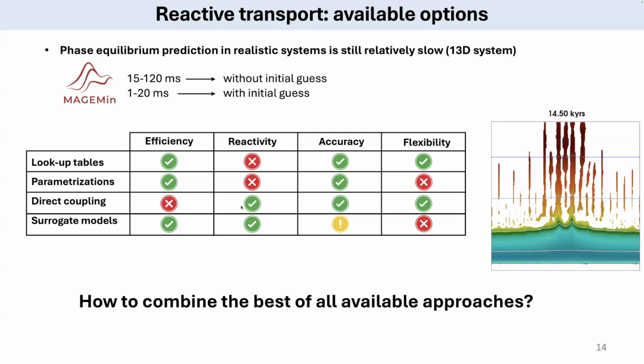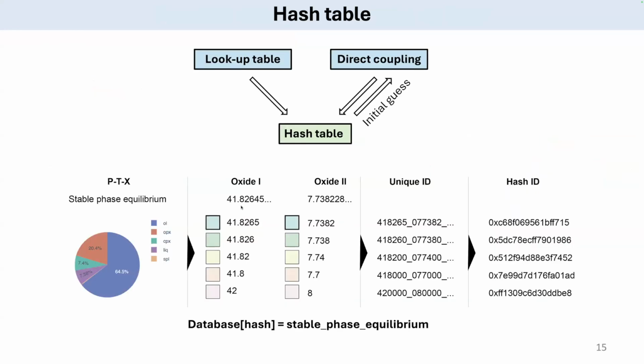And here, the solution that I want to present to you today is a mix between the lookup table and the direct coupling through what I call a hash table. The hash table will also provide and feed some initial guesses back to the direct coupling. So what is a hash table? That's basically a dictionary, and the idea is very simple. Let's take a stable phase equilibrium for a given set of pressure, temperature, and composition.